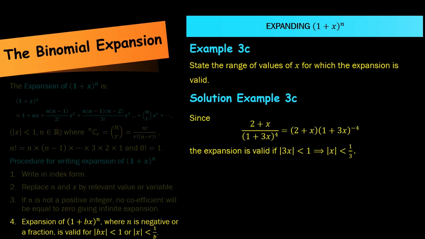The expansion is going to be valid when the second set of brackets is valid, because the first set is straightforward, so 2 plus x is valid for all x. However, 1 plus 3x to the minus 4 is only valid when mod 3x is less than 1. In other words, when mod x is less than a third.